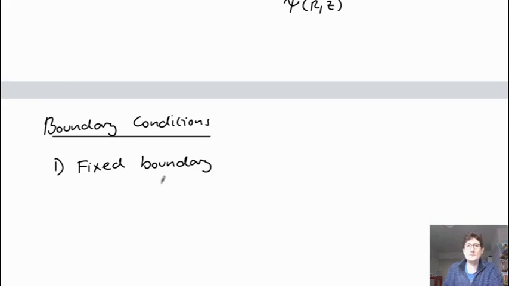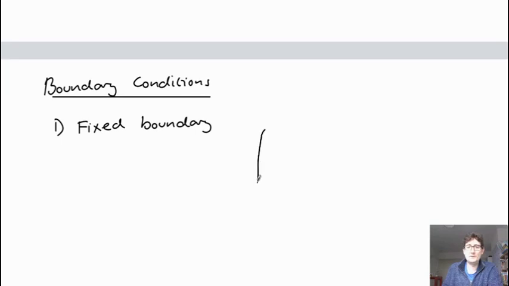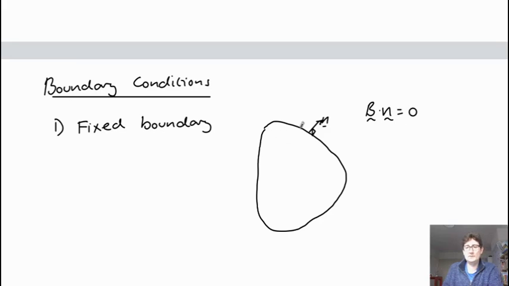So in a fixed boundary code, we're specifying a shape on the outer edge of the plasma. So we might say that we want the plasma to be this shape. It's typically more of a D shape than a circle. And so on this surface, the surface has some kind of normal vector, so right angles. This is the normal vector out of here. And we specify that B dot n is 0, so the magnetic field is tangent to this surface.